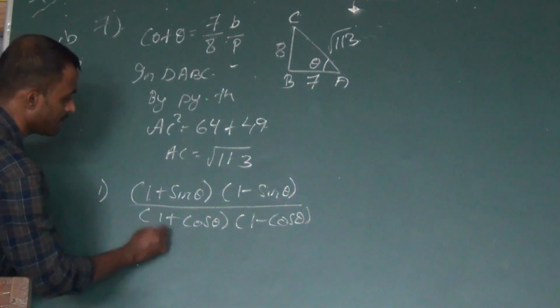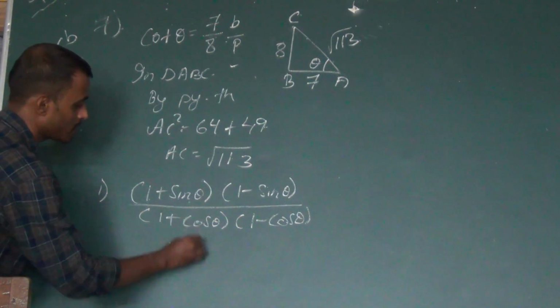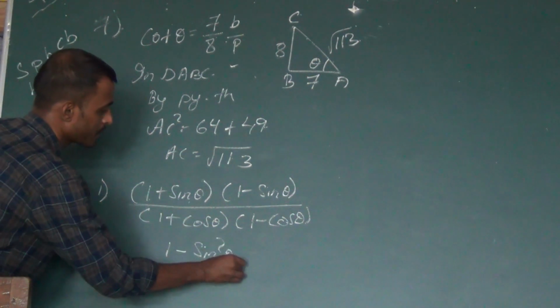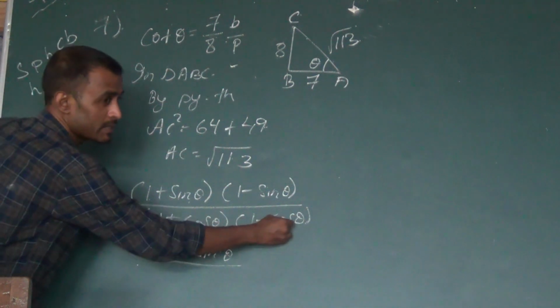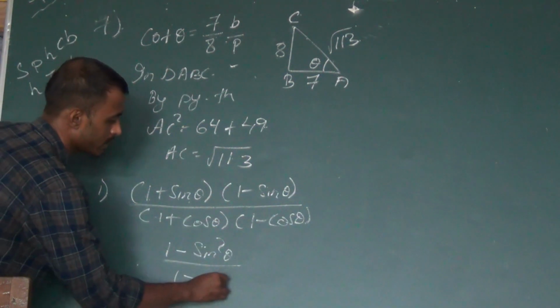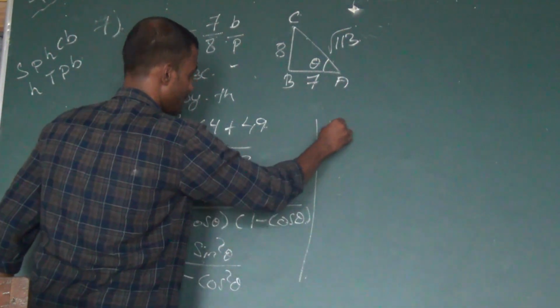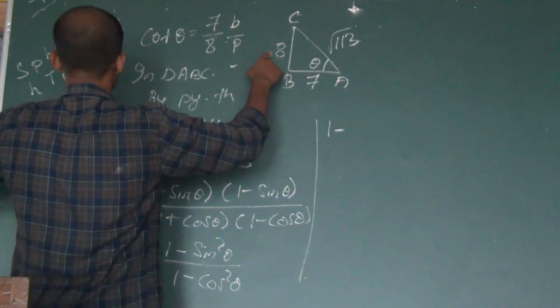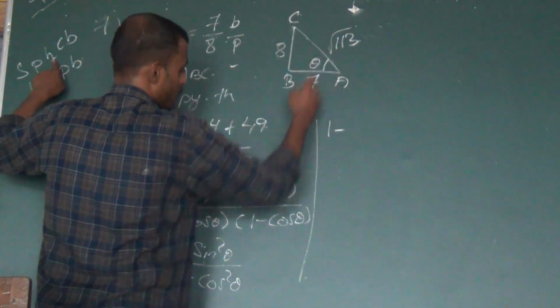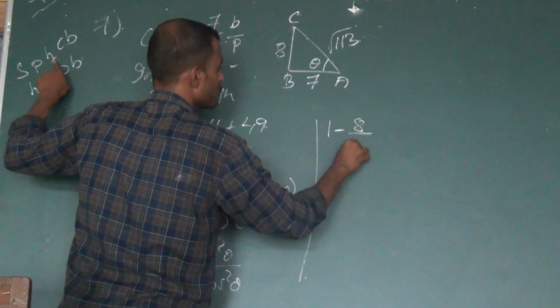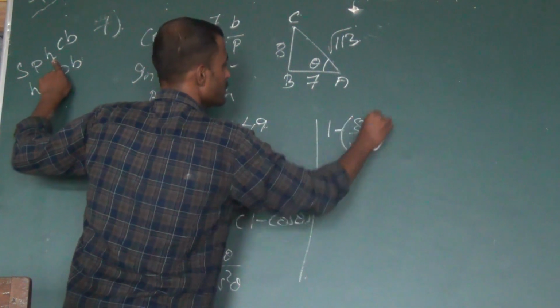What is a here? A square means 1 square, minus b square, which we can take as sine square theta. Again here, a plus b, a minus b, you can see 1 square, same, minus cos square theta. So let's solve this. I'll do this side first: 1 minus sine square. Sine is perpendicular by hypotenuse, 8 by root 113. Let's put the square.